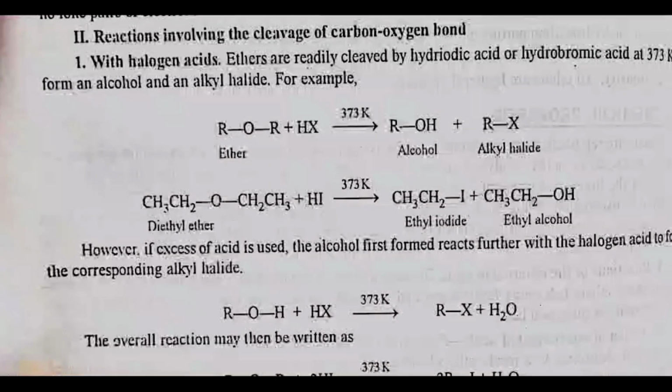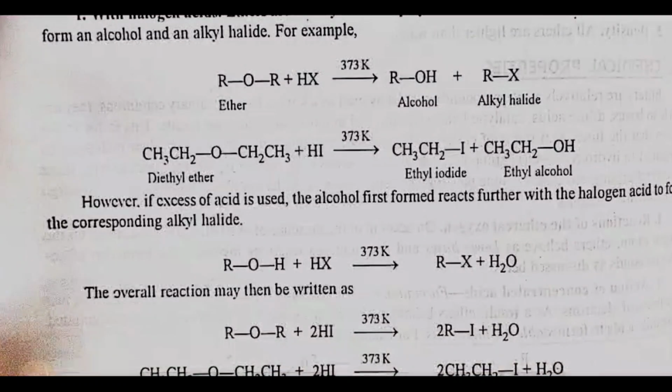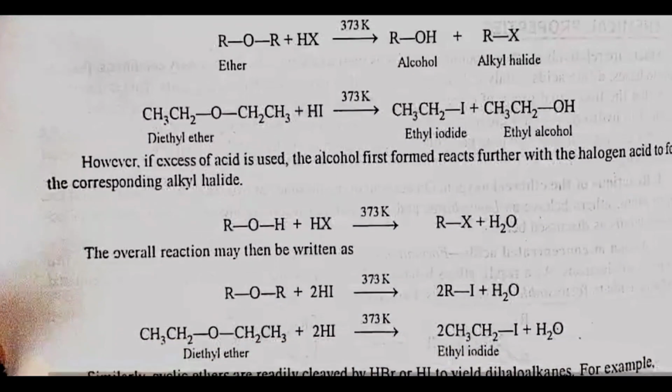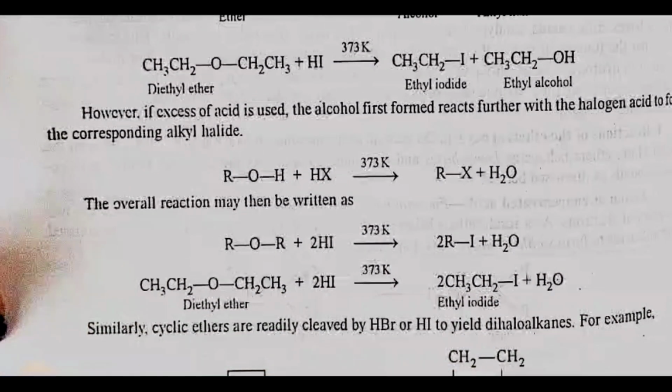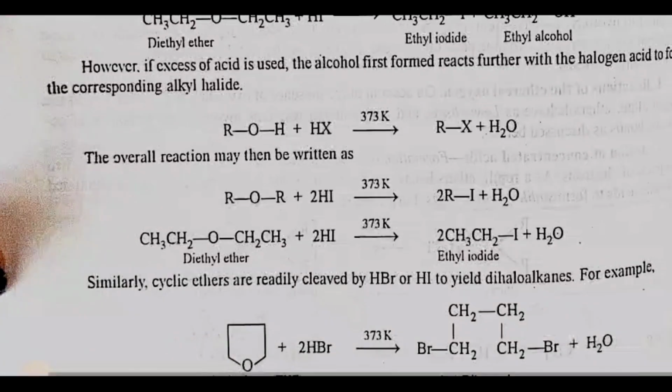First, with halogen acids, ethers are readily cleaved by hydroiodic acid and hydrobromic acid at 373 Kelvin to form an alcohol and an alkyl halide. For example, ether at 373 K gives alcohol plus alkyl halide. Diethyl ether plus HI at 373 K gives ethyl iodide and ethyl alcohol.